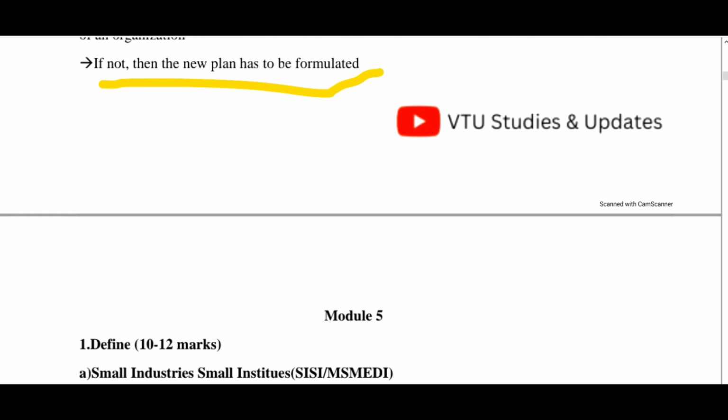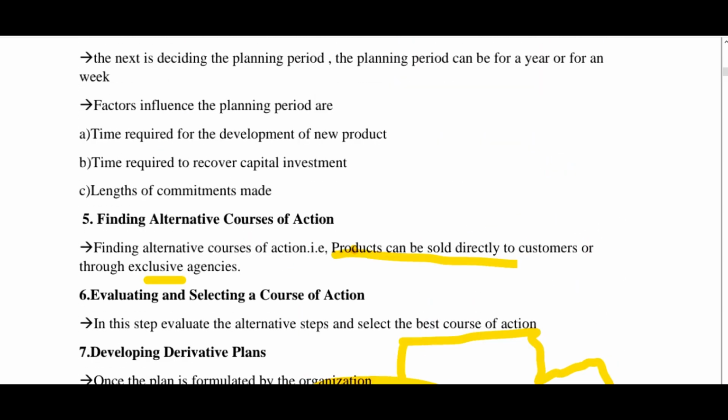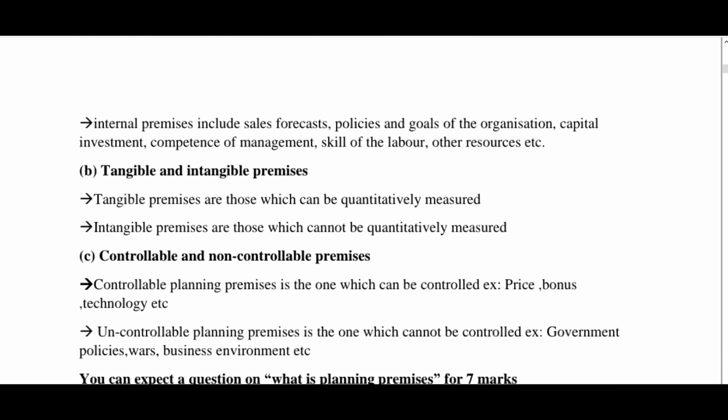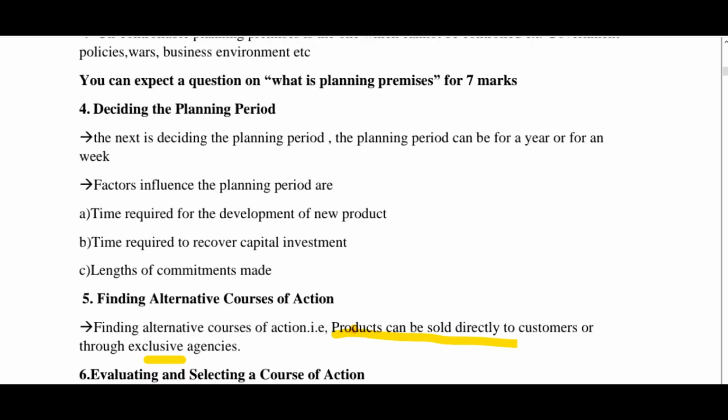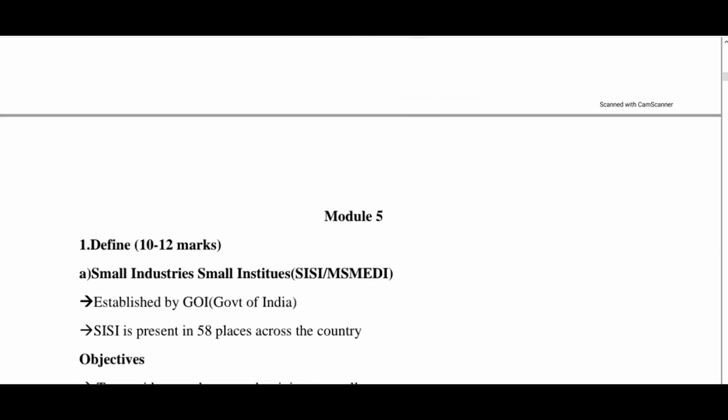So these are the 8 steps. In the first module, I have covered only 2 topics because the first module always cheats everyone. So these are the 2 important questions. With these 2 questions, you can expect 10 marks confirmed from module 1. This is the end of module 1.